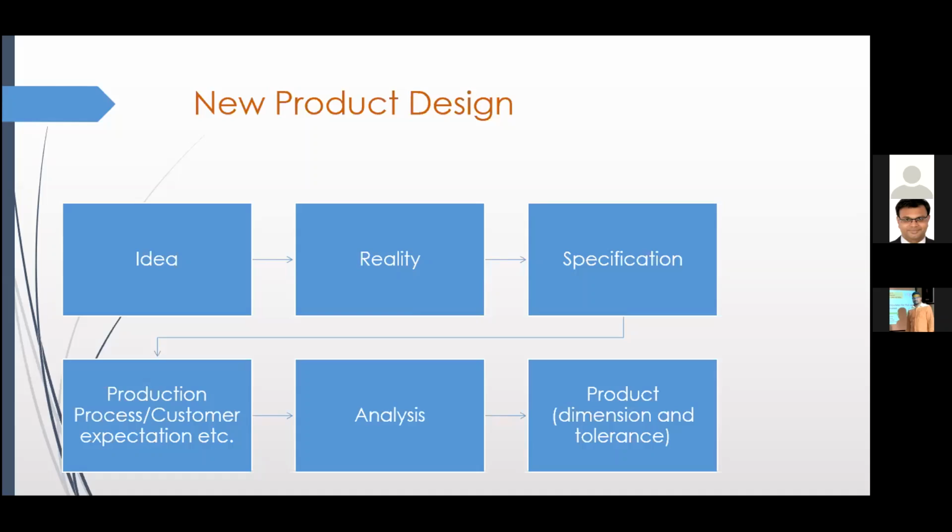After that comes the specification: what is the requirement of the product, how we have to go further, and what specifications are expected so that the customer will buy that product, or what is the requirement of the customer. This is what the specification says. After that, product process and customer expectations: what are the expectations from the customer?